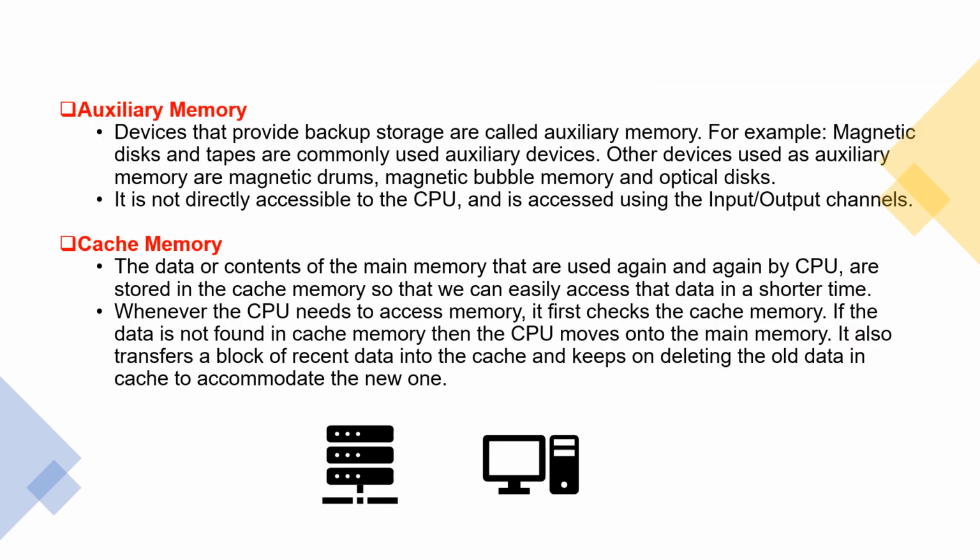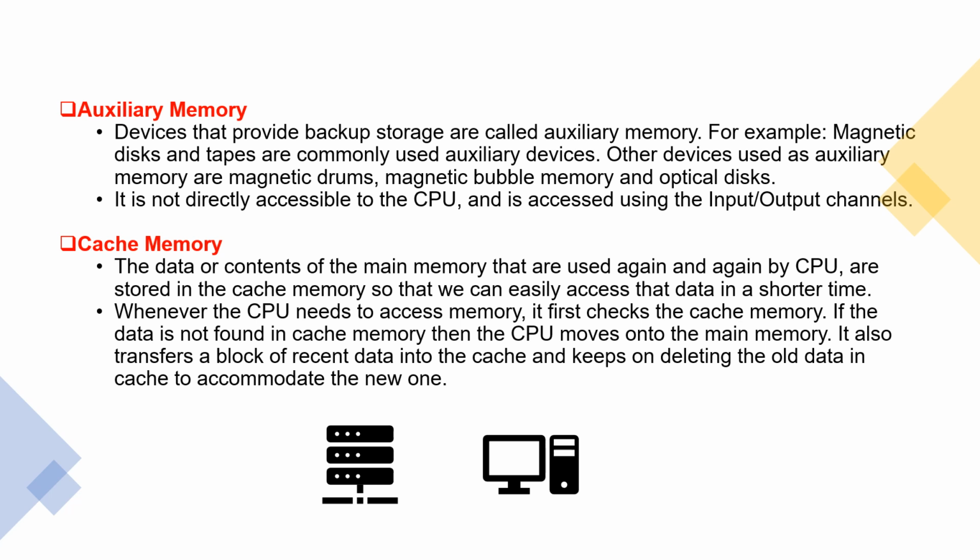Auxiliary memory. Devices that provide backup storage are called auxiliary memory. For example, magnetic disks and tapes are commonly used auxiliary devices. Other devices used as auxiliary memory are magnetic drums, magnetic bubble memory, and optical disks. It is not directly accessible to the CPU and is accessed using the input-output channels.